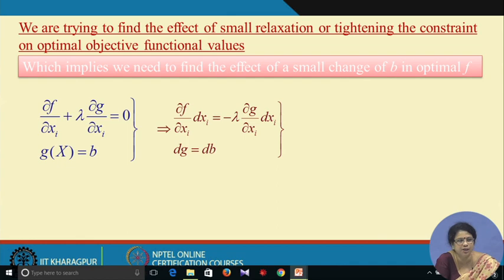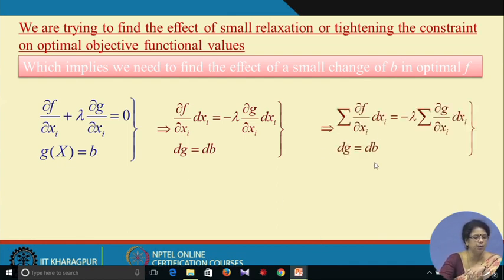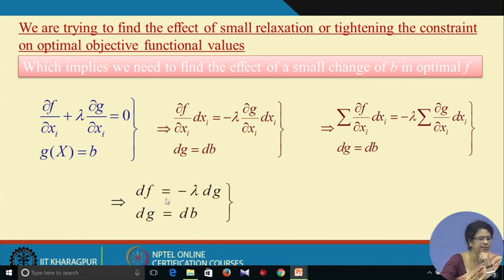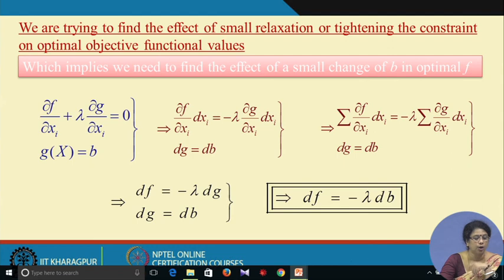That is why we have written dg is equal to db, and we got df is equal to minus lambda dg. That is why, what exactly are we getting? df is equal to minus lambda dg, rather df is equal to minus db. That is the nice part of it. This is the whole fact. From here we can conclude what is the meaning of lambda.